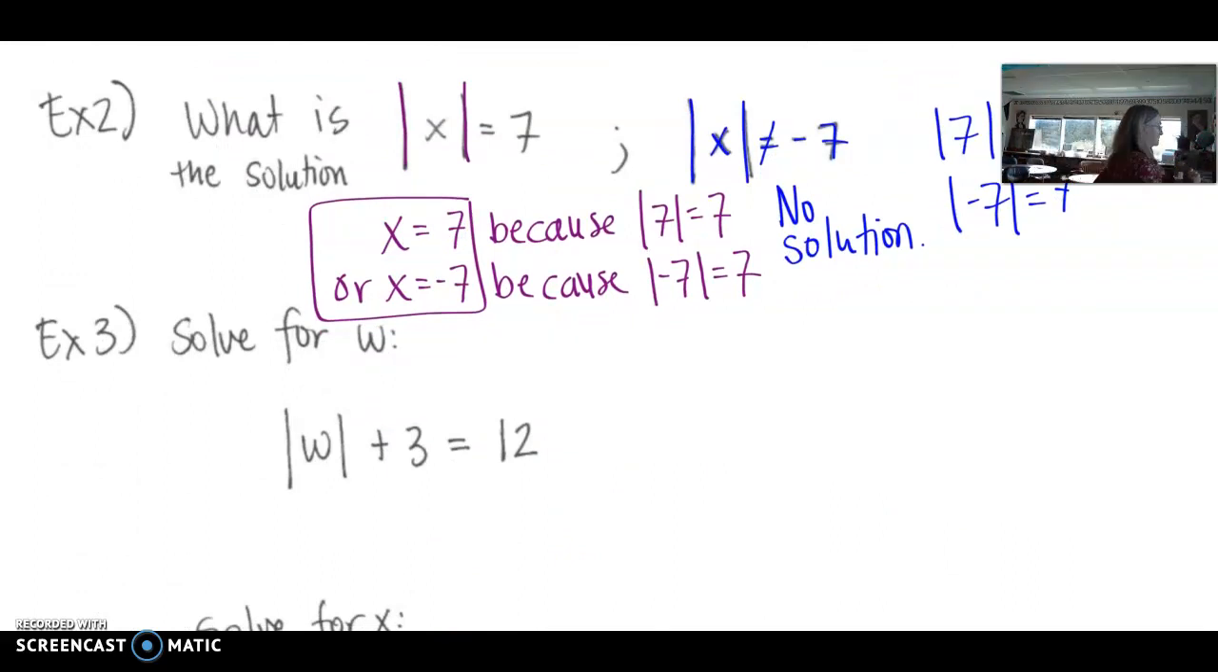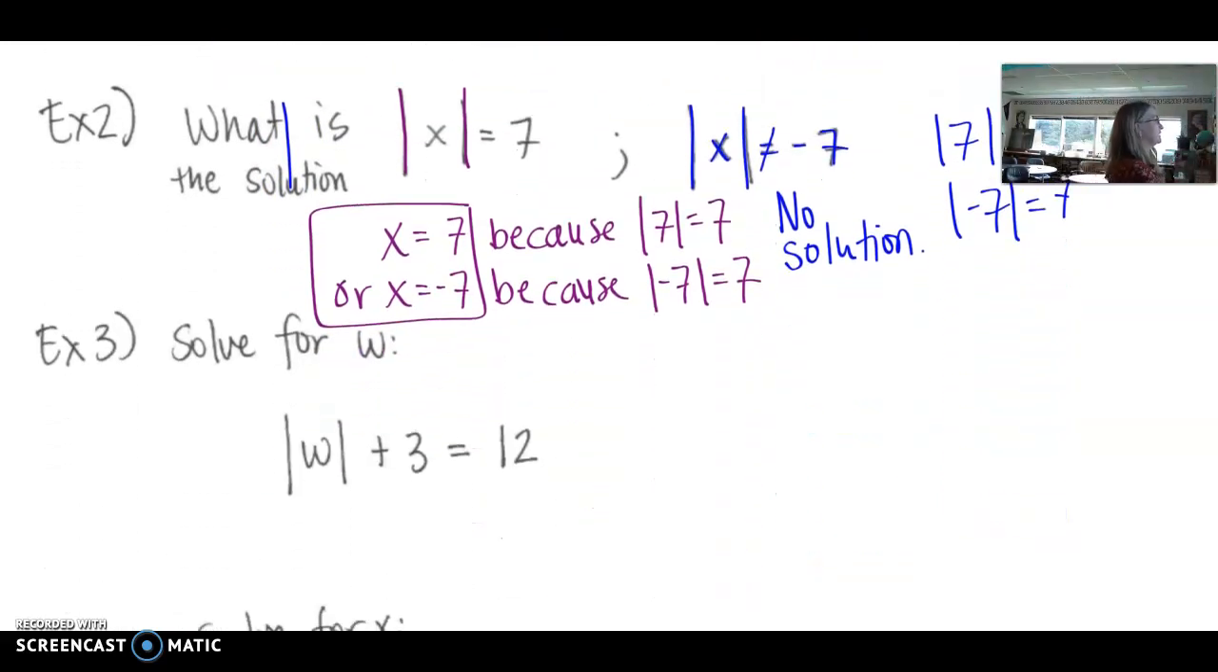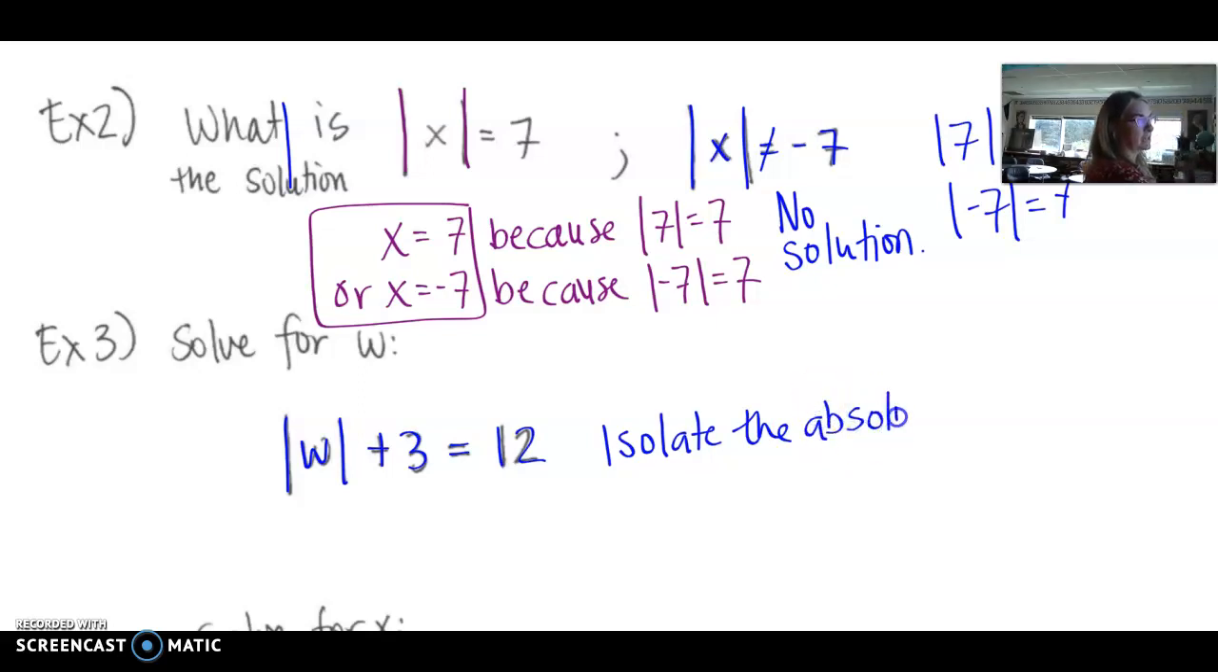Okay, we're going to get a little bit harder as we go here, just a few more steps involved in solving absolute value equations. Here we have the absolute value of w plus 3 is equal to 12. What you want to do is isolate the absolute value expression in the equation. So that is the starting point. Think about what you would do to do that. Get that absolute value on one side by itself.